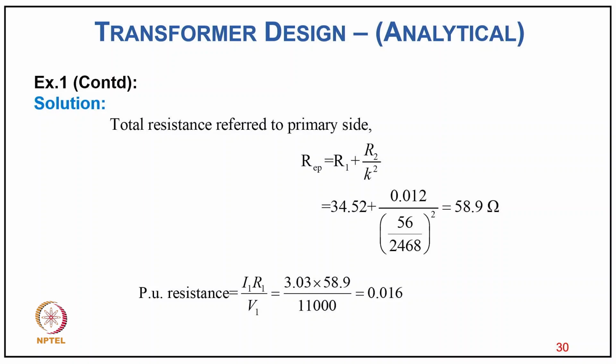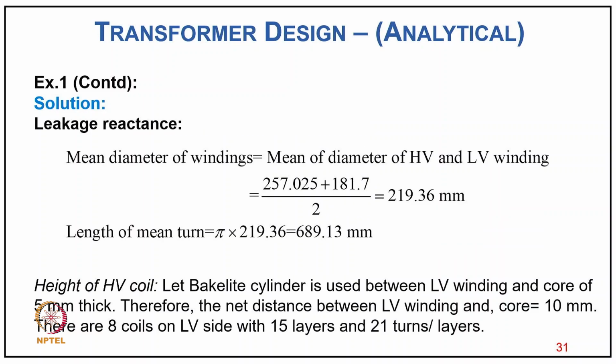Now total resistance referred to primary is equal to R1 plus R2 upon K square. So putting the value here, it comes 58.9 ohm, and per unit resistance is R1 divided by V1 over I1, it comes 0.016 per unit. Now leakage reactance, the mean diameter of winding is the mean of the diameter of HV winding and LV winding. So taking average, it comes to 19.36 millimeter, and length of mean turn is pi into d, so it's 689.13 millimeter.